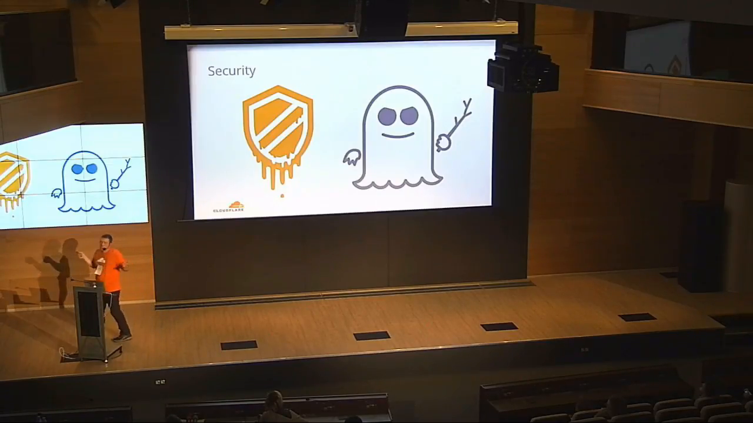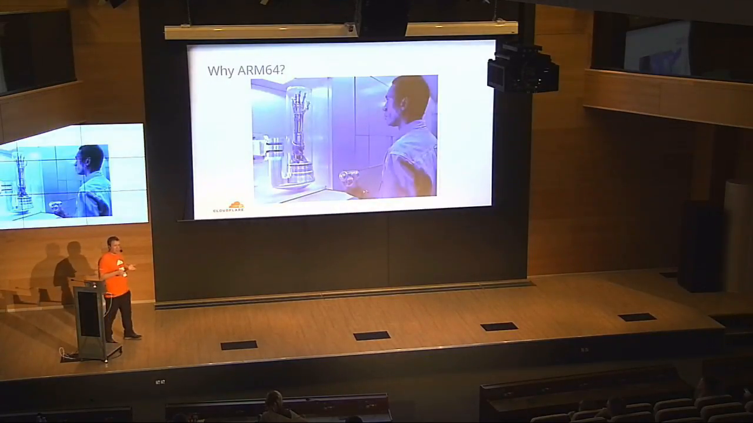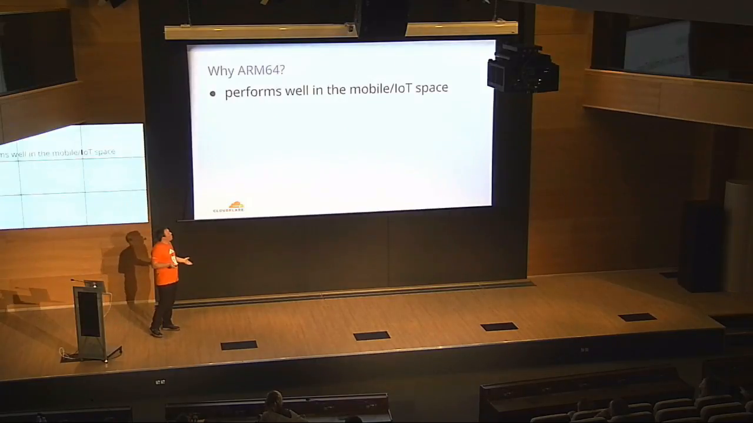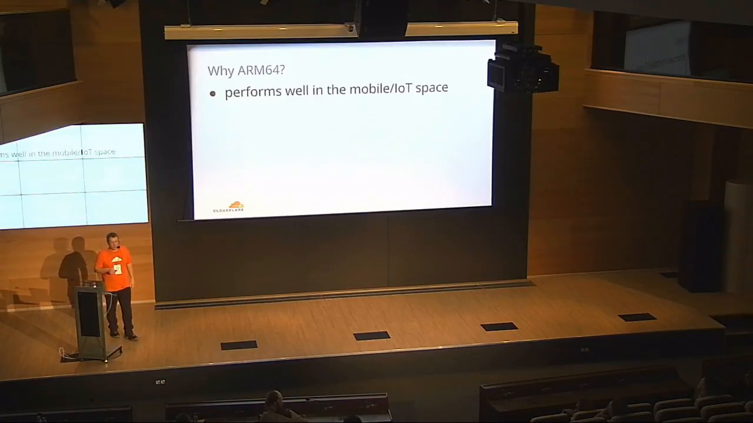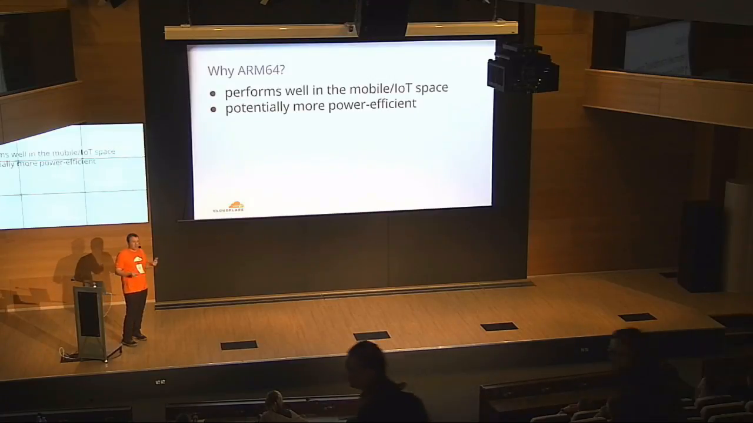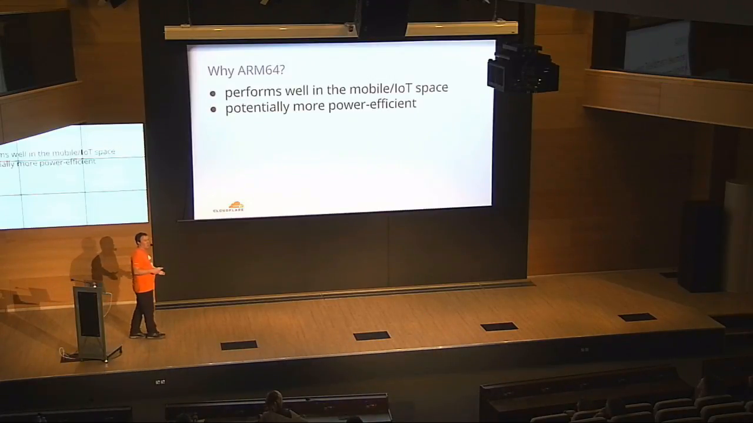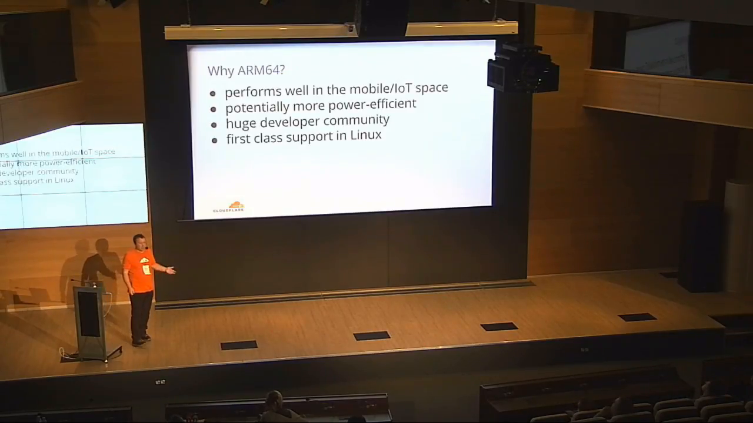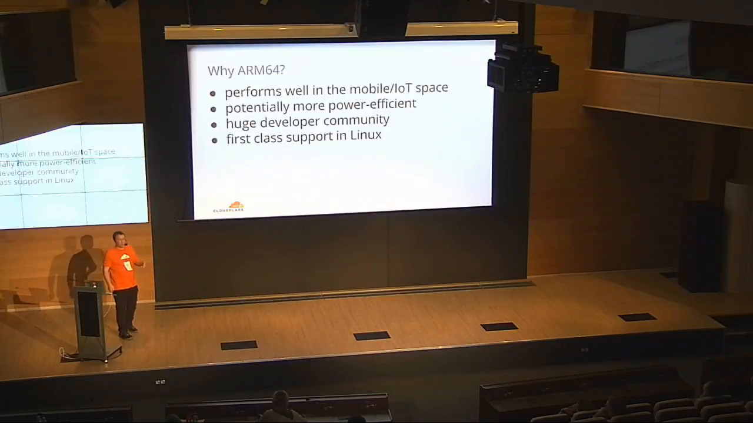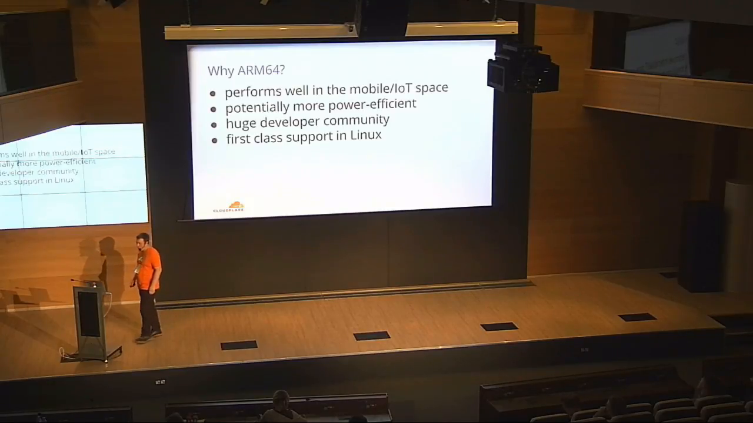So this is why a different CPU architecture in general, and why ARM64 specifically. Basically it performs well in the mobile and IoT space with all the smartphones running. Modern smartphones run on ARM64. They're potentially more power efficient because ARM CPU architecture was originally designed for small power efficient devices. Nowadays it has a huge developer community, again thanks to the boom of the mobile market. What's important for us, nowadays it has first-class support in Linux. In Cloudflare, we're primarily a Debian shop, and Debian from version 8, Jessie, has ARM64 as a primary architecture. Therefore, it receives the same amount of attention and support as the x86 one.